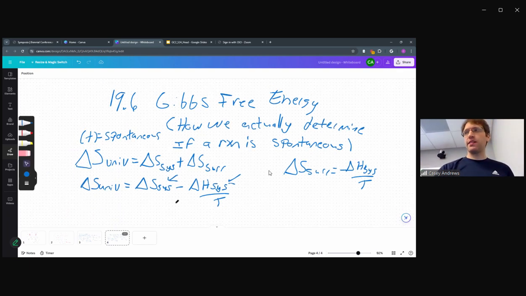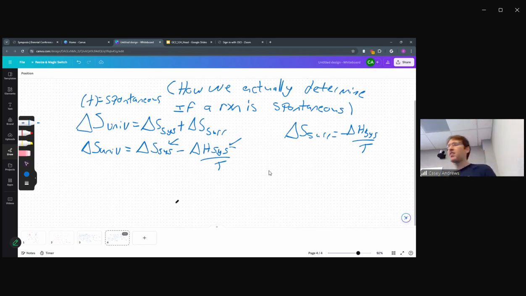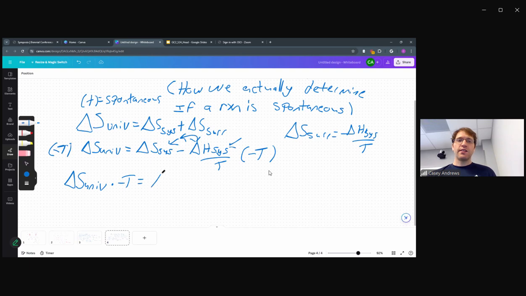And we can do some math here. Again, I'm skipping some logic steps, but what if I multiplied each side of the equation by negative T? Then what I would get is delta S universe times negative T equals, and I'm going to switch these, delta H system minus T times delta S system. And so you might be asking yourself, why are we doing this? What's going on?